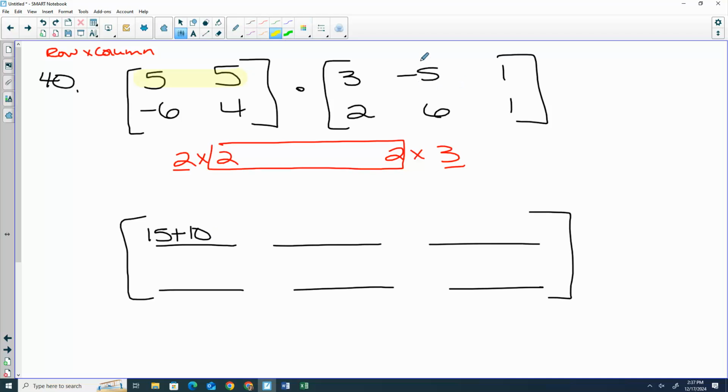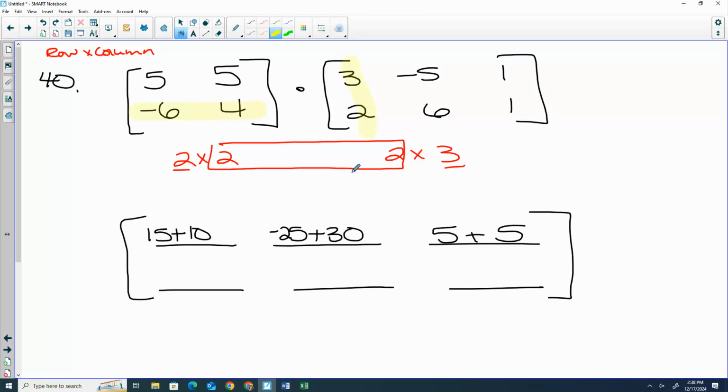You're going to do the first row times the second column. So 5 times -5 and 5 times 6. So 5 times -5 is -25 plus 5 times 6 is 30. First row, third column. 5 times 1 is 5, 5 times 1 is 5. So 5 plus 5. Then we move to the second row.